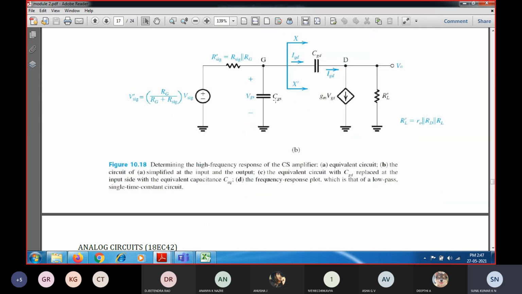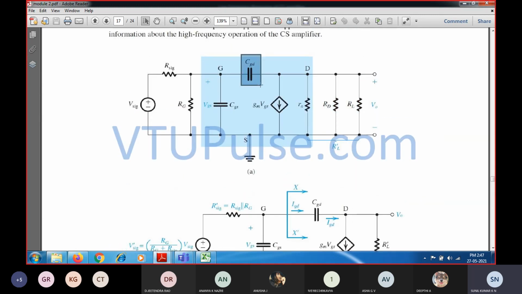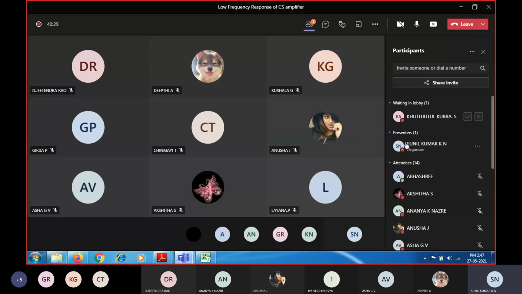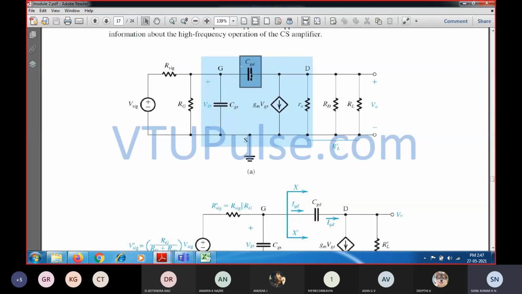And when we look into the next figure, we have to perform the analysis one by one. CGD is the gate to drain capacitance, which is connected between these two nodes, and because of that we cannot ignore this capacitance. Since it is connected both at the input side as well as the output side, we are going to have the effect of this gate to drain capacitance at the input side as well as the output side, because it is going to act like a feedback connected between the input and the output. So we have to consider this.